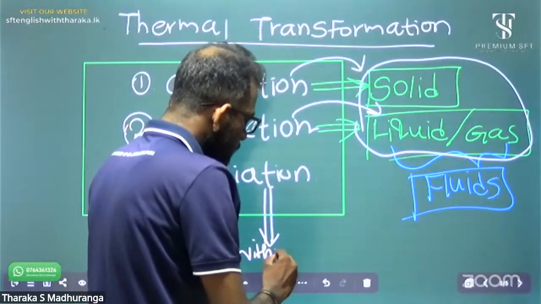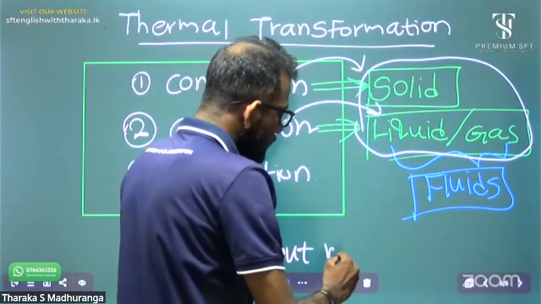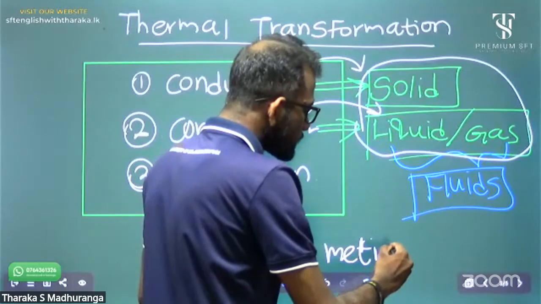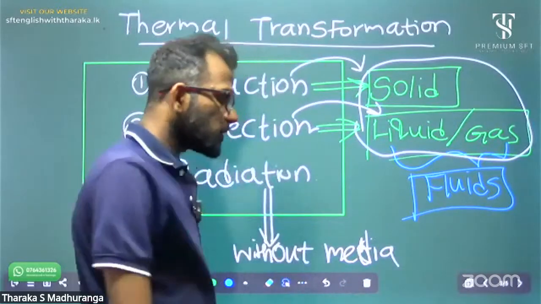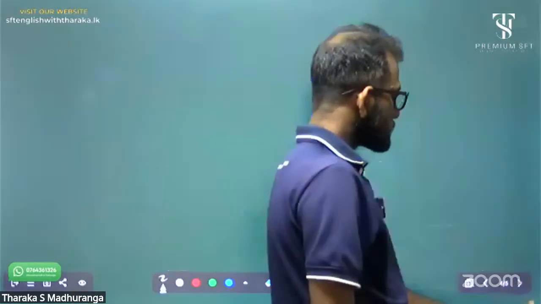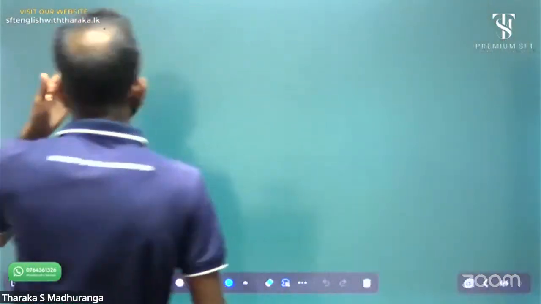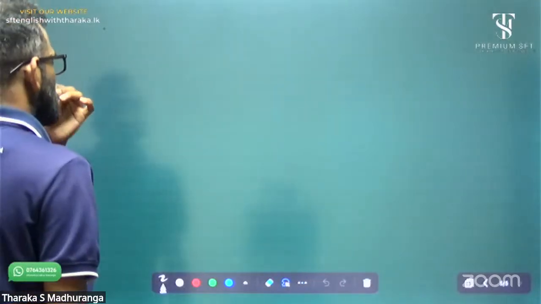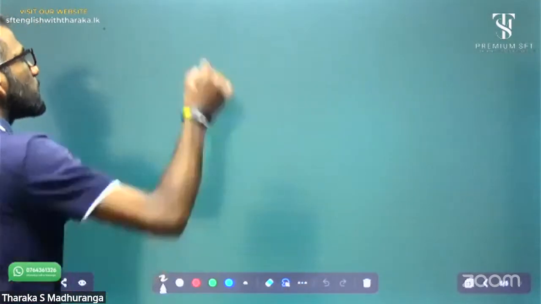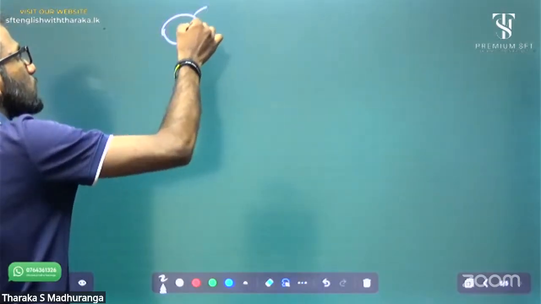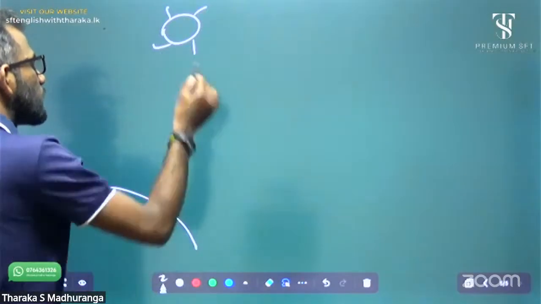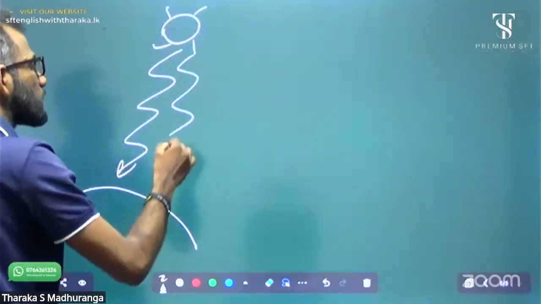The thermal transfer without media happens as which rays? Without media, as EM waves. EM waves mean electromagnetic waves. Yes, very good. Electromagnetic waves, EM waves in short form. What are the examples? The thermal transfer from the sun to the earth uses electromagnetic waves.